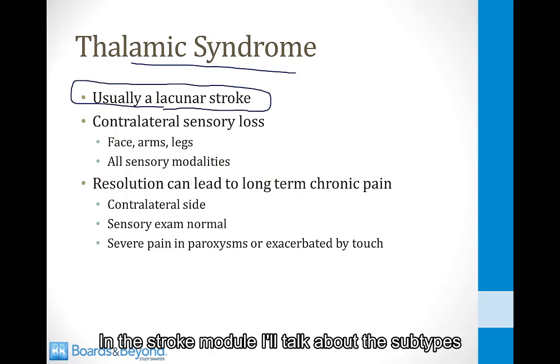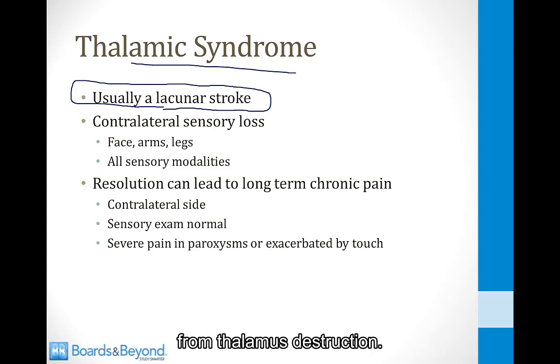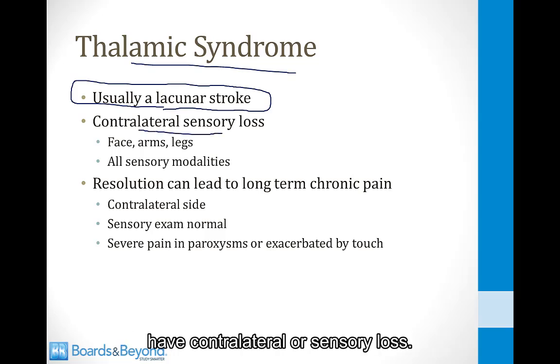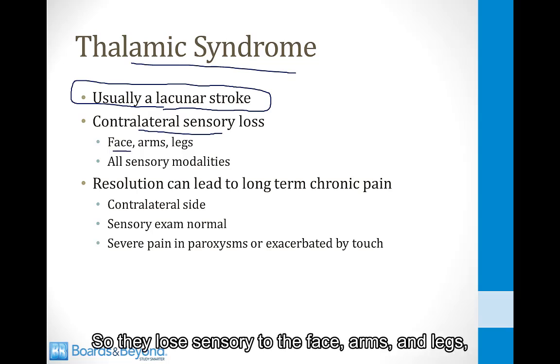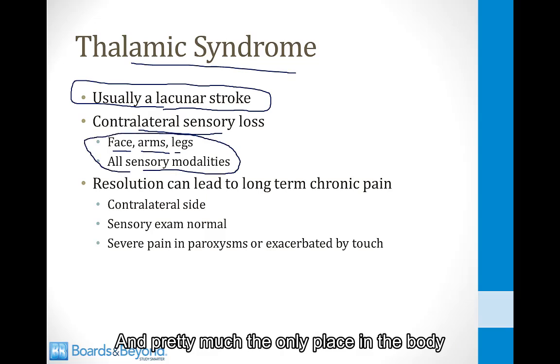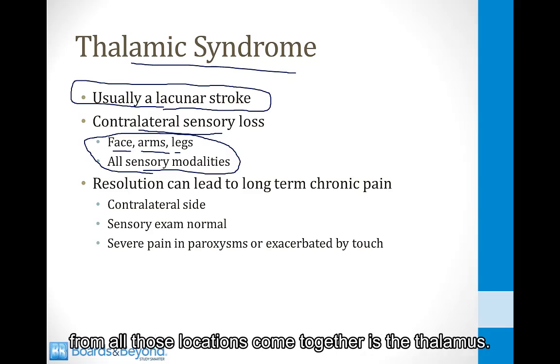In the stroke module, I talk about the subtypes of lacunar stroke, and one of them is a pure sensory syndrome from thalamus destruction. Patients who get destruction of their thalamus have contralateral sensory loss, so they lose sensation to the face, arms, and legs in all modalities. And pretty much the only place in the body that's going to do this, where all the sensations from all those locations come together, is the thalamus.